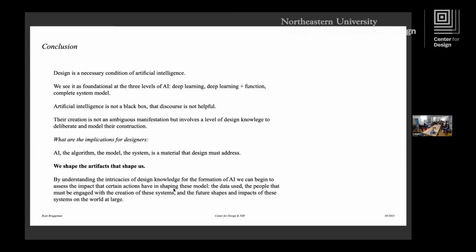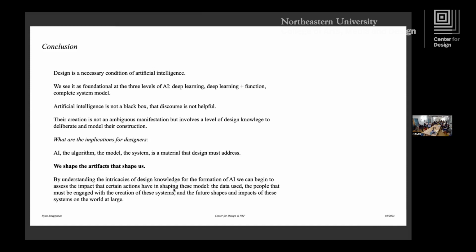So the algorithm, the model, the system is a type of material that needs to be addressed by designers, because we shape the artifacts that shape us, essentially. And so designers need to be involved at these early stages rather than assuming that they exist. By understanding the intricacies of design knowledge for the formation of AI, we can begin to assess the impact that certain actions have in shaping these models.